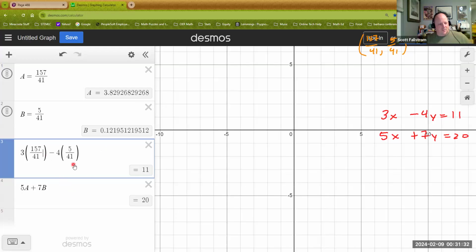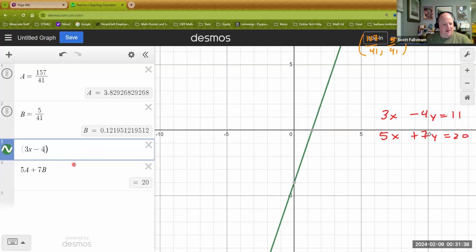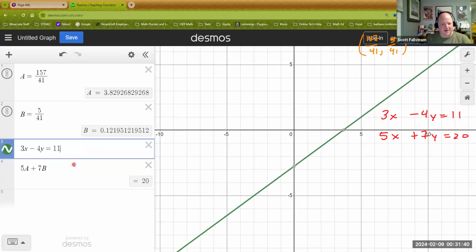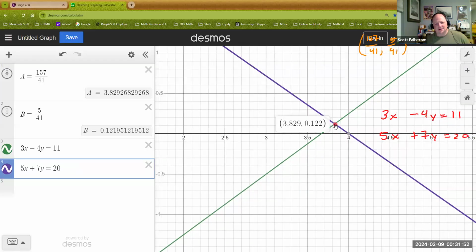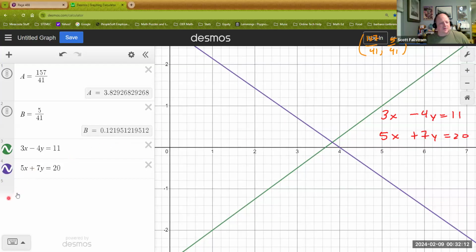So now here comes the fun. What I'm going to do is this. I'm going to change this to say 3x minus 4y equals 11. That is a line. The next one is going to be 3x plus 7y, and that has to equal 20. That is a different line. But if I zoom in here, I can see those two lines intersect, and they intersect at 3.829, which again is 157 over 41, and 0.122, which again is 5 over 41. So you can actually see the A value is here, the B value is right next to it, and that's a good way to check yourself visually if you're able to use this kind of tool.